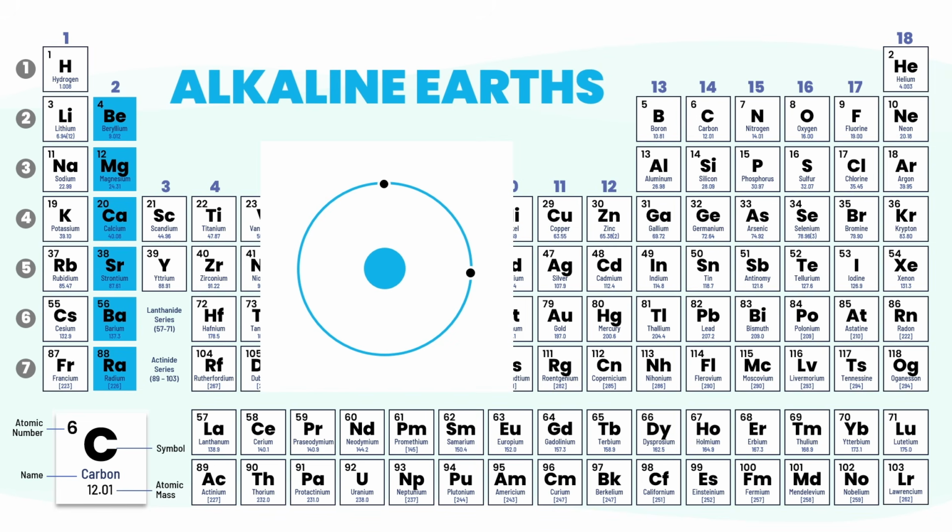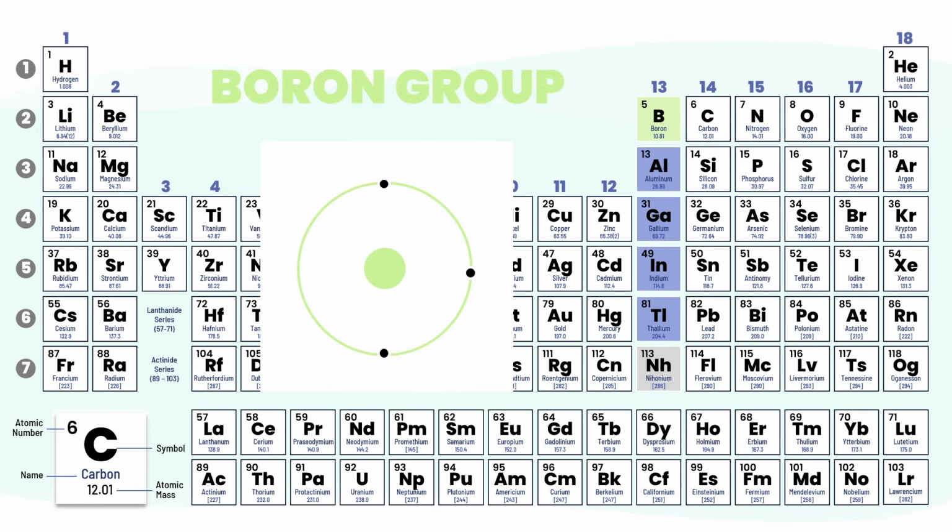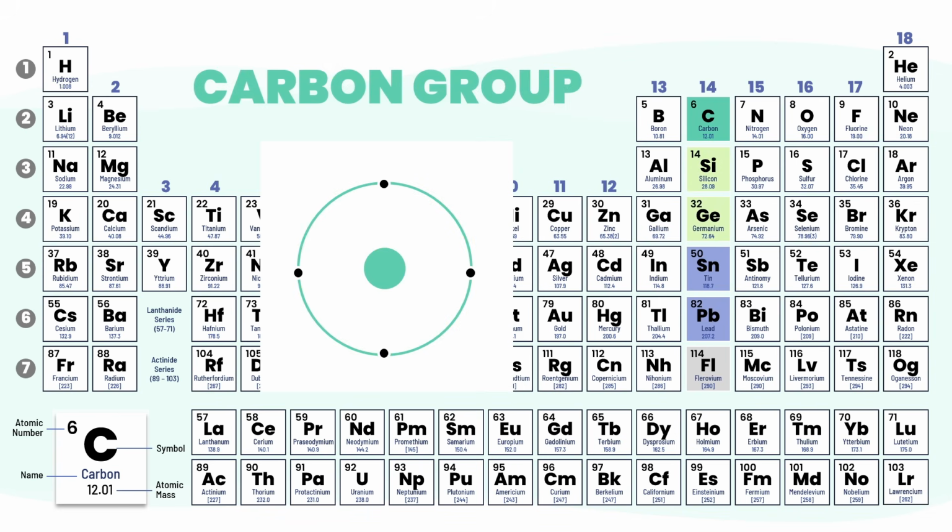Now let's move to groups 13 to 18. Each of these groups has elements with the same number of valence electrons just like the earlier ones. Group 13, called the boron group, has 3 valence electrons. Group 14, the carbon group, has 4 valence electrons.